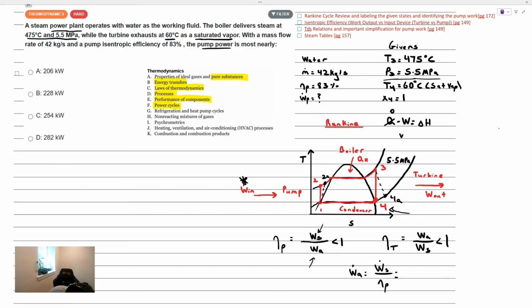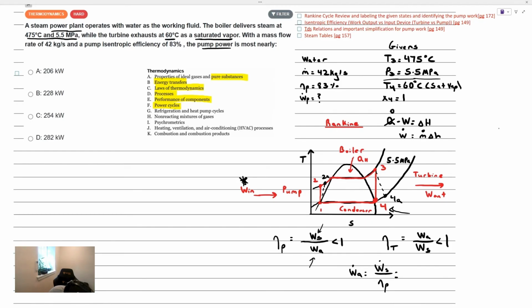So the pump power is equal to, actually, let's just do work here. The work is equal to the mass times the enthalpy change. And if we take a time rate of change on both sides, we can see that the power is equal to the mass flow rate times the change in enthalpy.